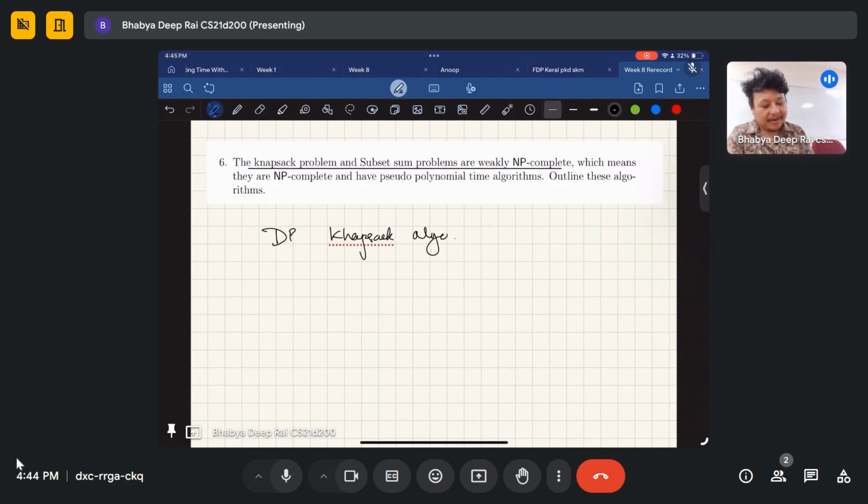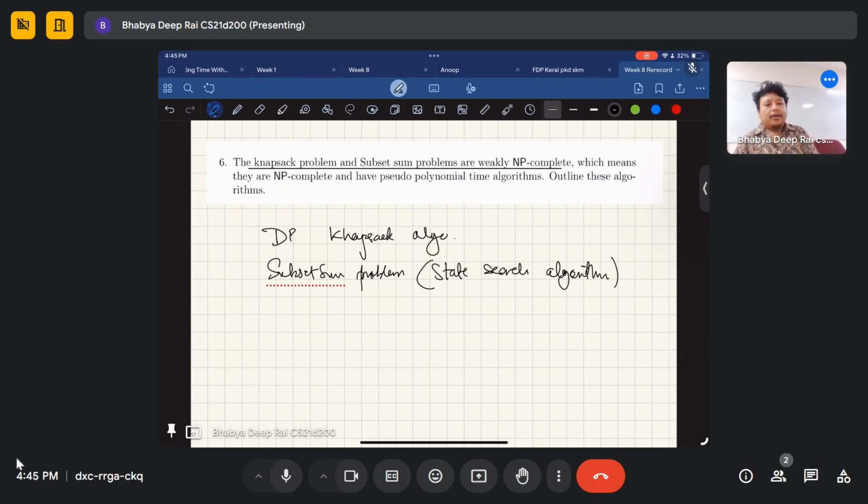Which uses dynamic programming, and then the subset sum problem, is it also DP? Not really DP actually. It's what is called a state search algorithm. So this is not directly complexity based, so I'm not getting into it. But check it out once. If you cannot understand it, then please let me know, and I'll explain it to you.